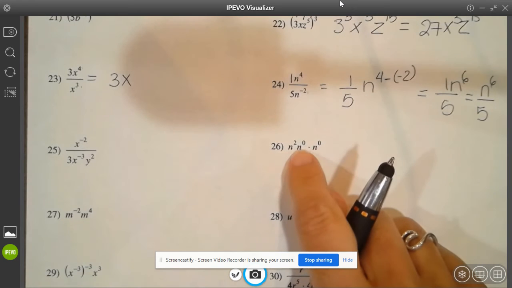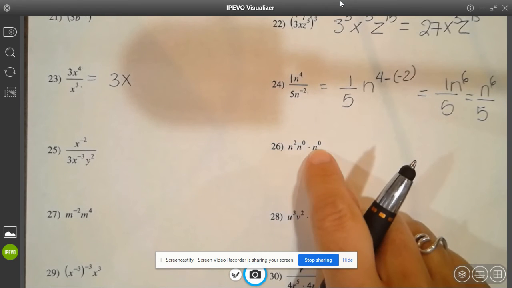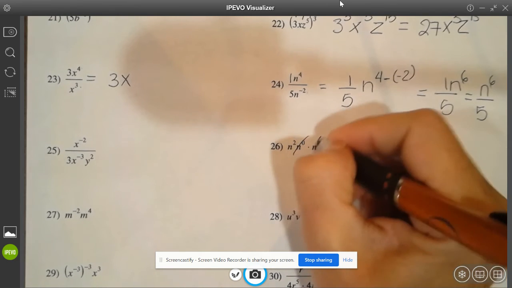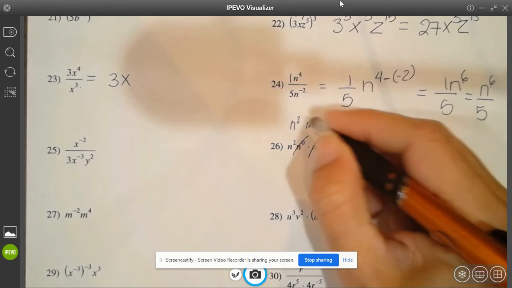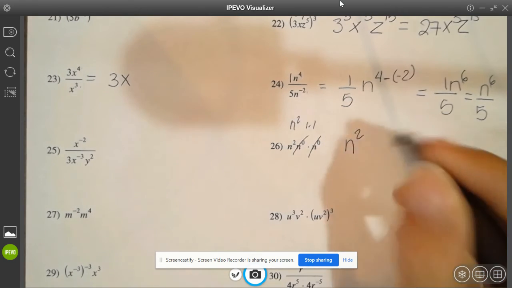All right, let's do this one. N to the 0 power, that's 1. N to the 0 power, that's 1. 1 and 1, right? Multiplication. N times n squared, so the answer is n squared.